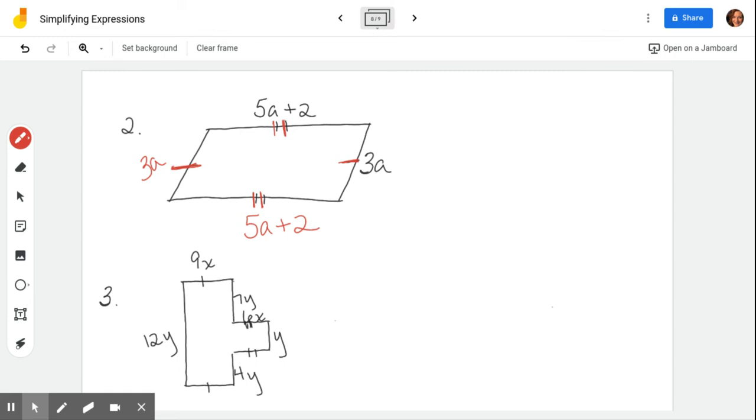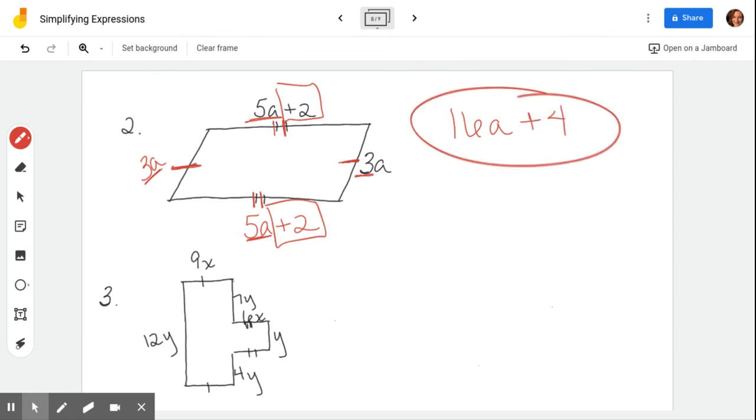And again, you can write it all out or just go around and combine your like terms. I can put all the a's together. 3 and 5 is 8, plus 3 more is 11, plus 5 more is 16 a's. And then look for your constants. I have a +2 and a +2. That would be a +4. My perimeter is 16a plus 4.